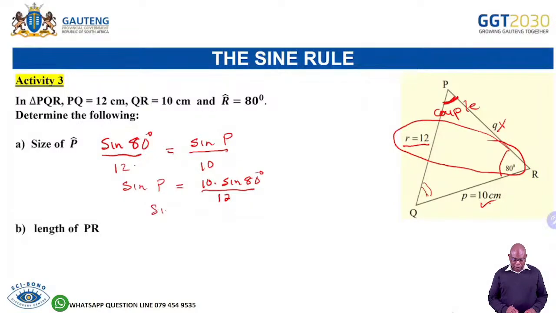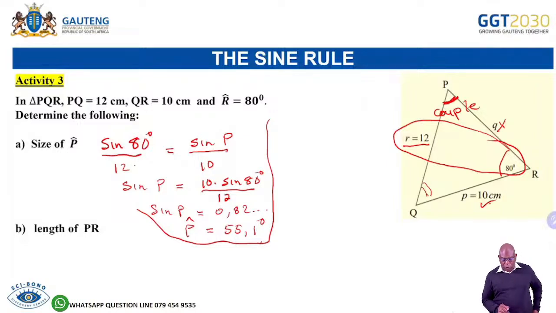So the sine of P is going to be 0.82, if I use my calculator correctly, and then the P angle is going to be shift sine, and from there we get the angle, which is going to be 55.1 degrees. So this angle now I know is 55.1 degrees.